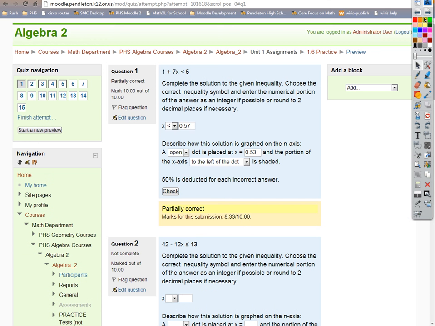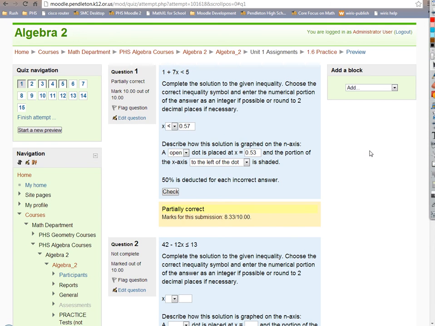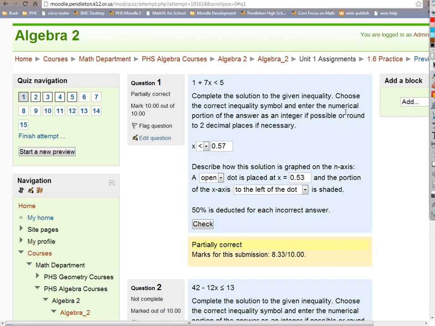They look like this. Okay, let's take a look at one of these real quick, if we have time. Yeah, let's look at one that I've actually got filled in because we're about out of time. Look what this says here. It says, complete the solution to the given inequality. Choose the correct inequality symbol from the drop-down menu. Okay? And then it says, enter the numerical portion as an integer or a rounded decimal, to 2 places.